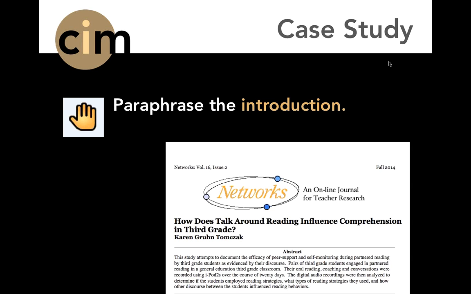I want you to look at these 3 different parts of the literature review. As it turns out, in the case study that I've given you, the things that resemble the literature review appear on pages 1 through 3. So we're only talking about the first 3 pages of the article, How Does Talk Around Reading Influence Comprehension in 3rd Grade? What I was hoping one of you would be willing to do is to paraphrase the introduction or just talk about some of the points in the introduction.